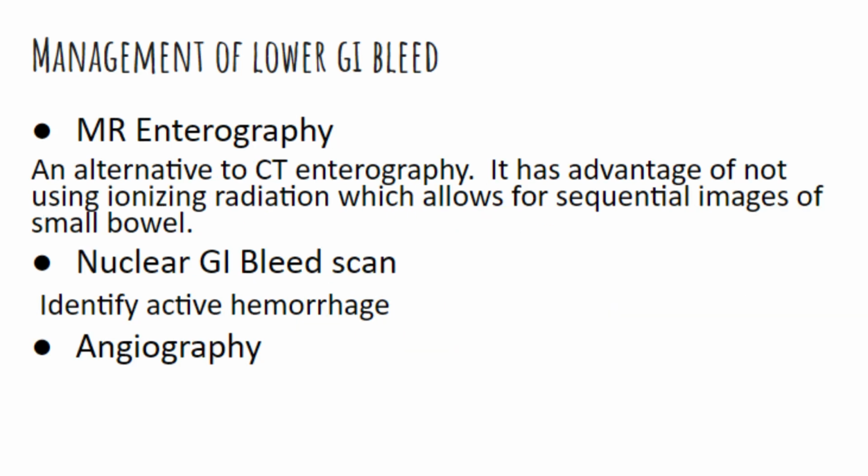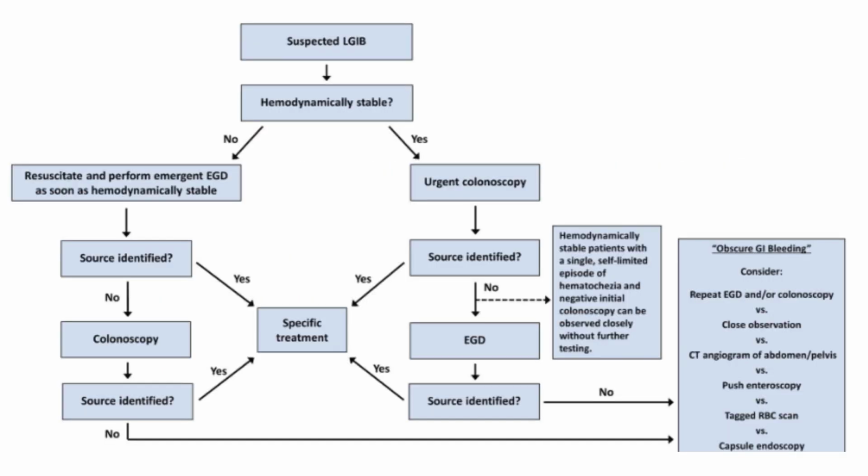MR enterography. An alternative to CT enterography. It has the advantage of not using ionizing radiation, which allows for sequential images of the small bowel. Nuclear GI bleed scan. Identifies active hemorrhage. Angiography. Following is a flowchart showing how to manage a patient with lower GI bleed.